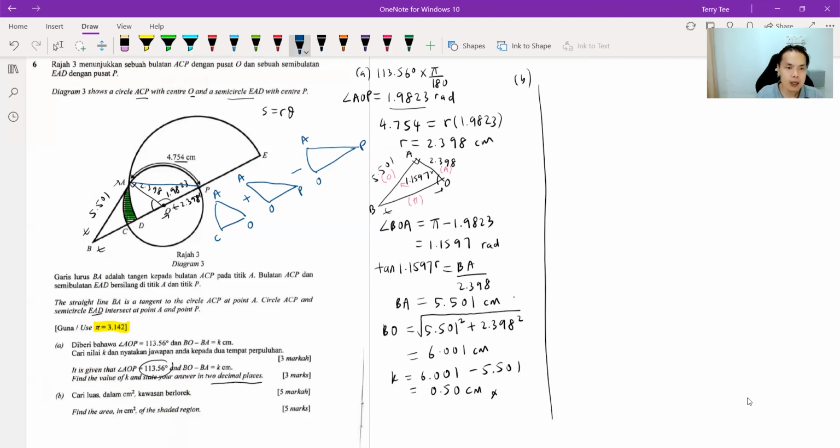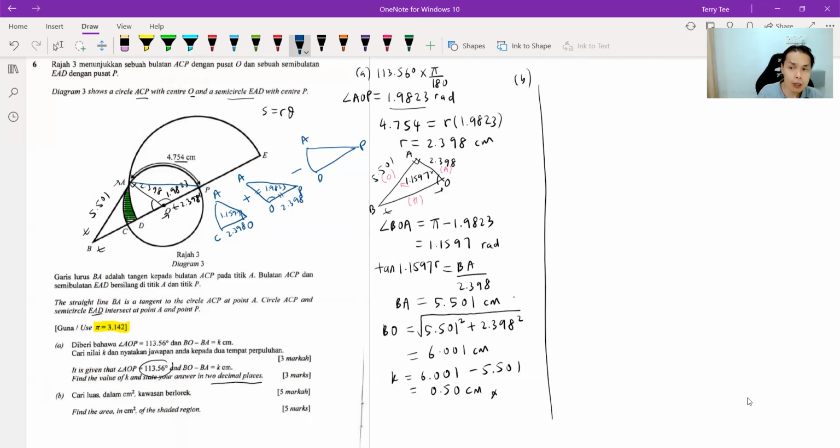This is your ADP. Your ACO is not a problem because we already know this angle. This angle over here is angle BOA, which is 1.1597, and we know the radius is 2.398. So we have all the information we need to find the area of this sector. But for this triangle, we know that these two sides are equal in length, so it's isosceles, 2.398. We know this angle here, which is from the beginning, 1.9823.